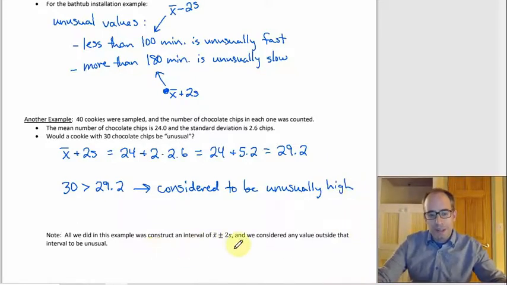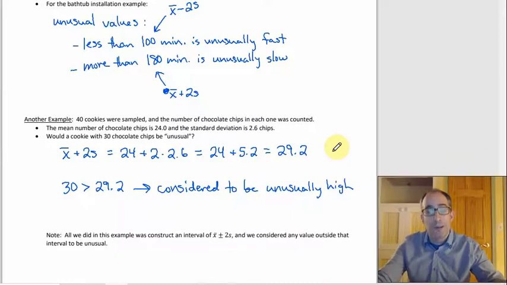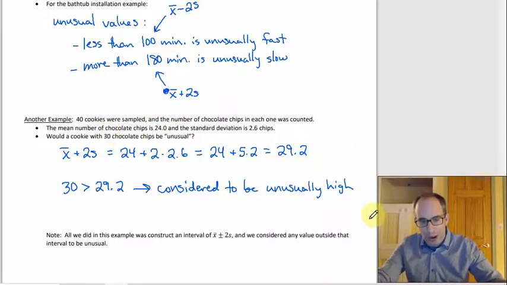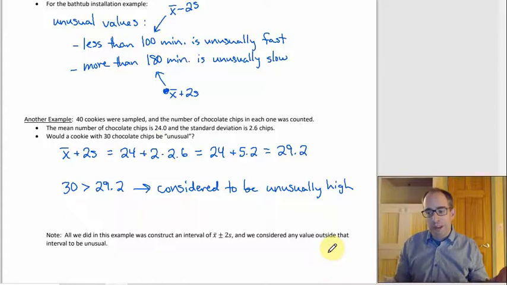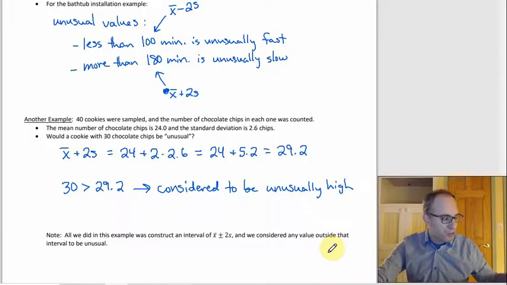So all we did in this example, and really here we only had to use half of it, right? You don't need the x bar minus 2s. You can compute that if you want to, but it doesn't help, though it doesn't hurt, I guess. But it's work that you don't have to do. So we just use the upper end because 30 is bigger than 24. But all you have to do to see if you have an unusual value is go 2 standard deviations away and see if that value is farther. If it's farther, it's unusual. If it's closer, it's not unusual. That's pretty much the whole story there.